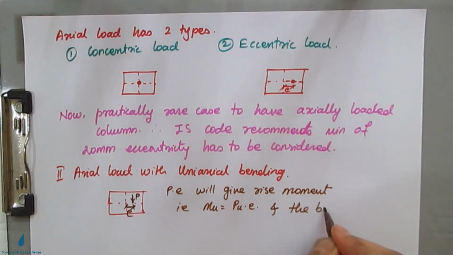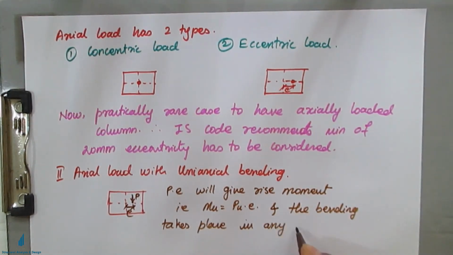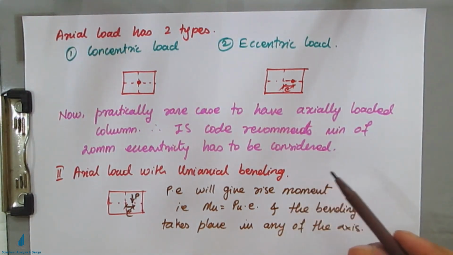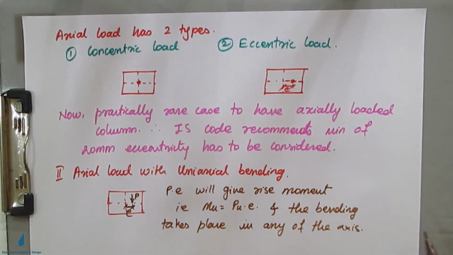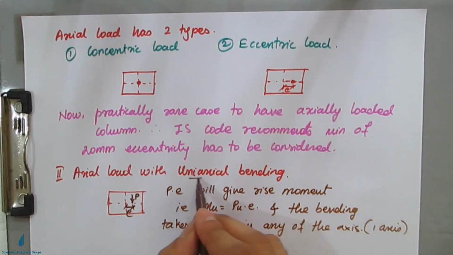And the bending takes place about any of the axes. So bending may take place in any of the axes because there is an eccentricity created. So this P and E will give rise to moment, and this will give rise to bending, and that bending may occur in any of the axes. So it is occurring only about one axis. That's why it is known as uniaxial bending.